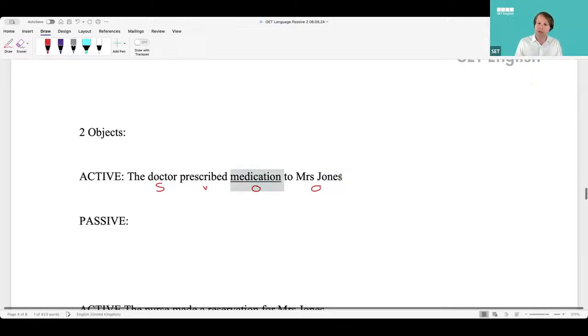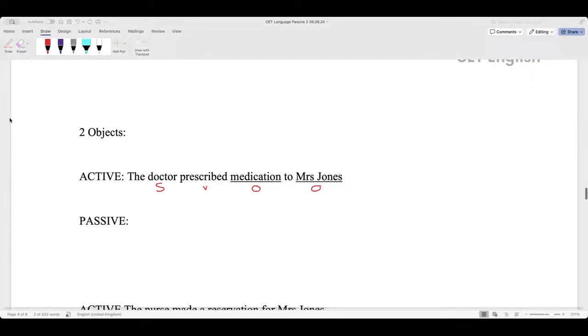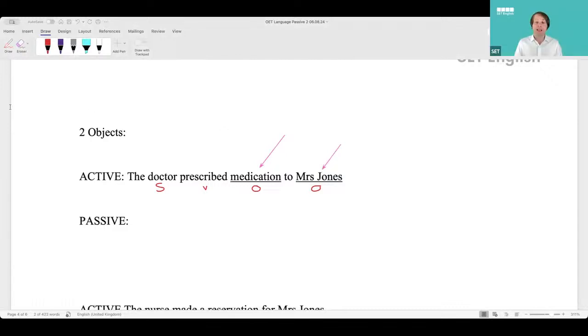What's the difference between these two? Does anyone know what name we give to these two objects? Does anyone know the name of these? Yeah, Pew, say that again. The direct object and the indirect object. Okay, so direct object, indirect object.